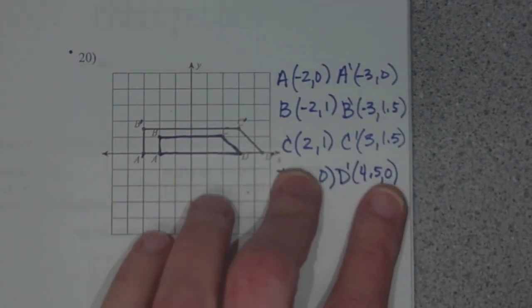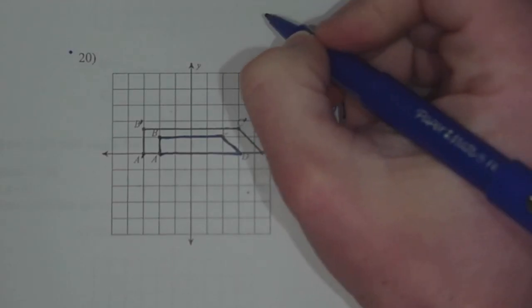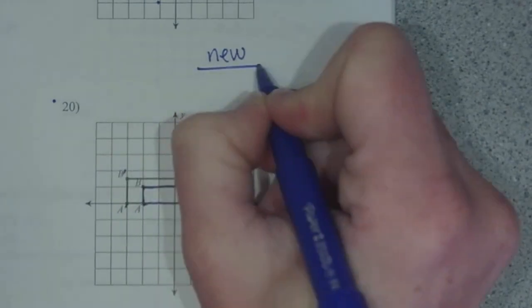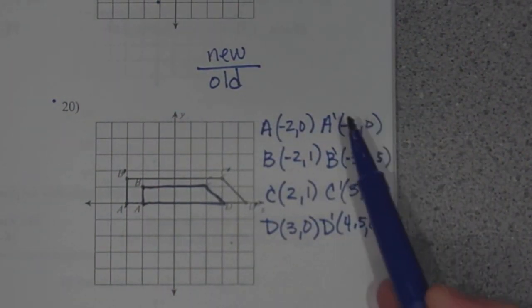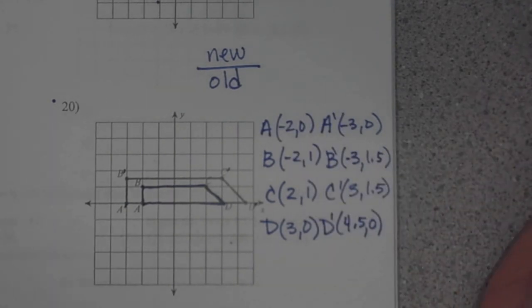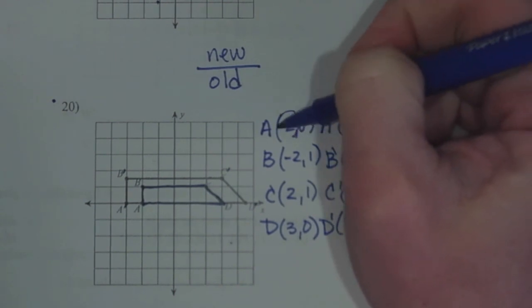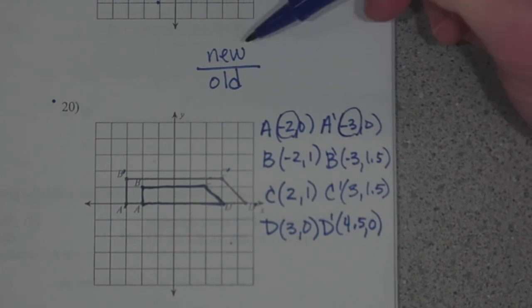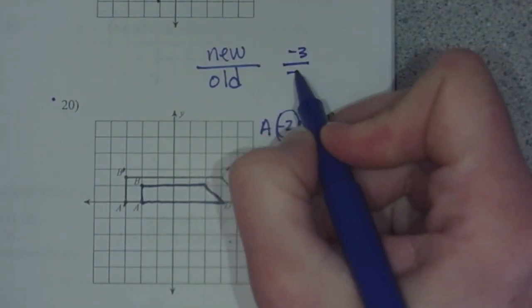Okay, now how can we look at these numbers and figure out what the dilation factor was? What you're going to do is take your new number and divide it by your old number. For example, don't use the zeros because they never change, right? Use numbers that actually change. So the old negative 2 became a new negative 3. The rule is take new, divide it by old. So I'm going to go negative 3 divided by negative 2.